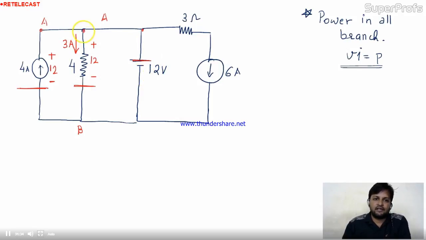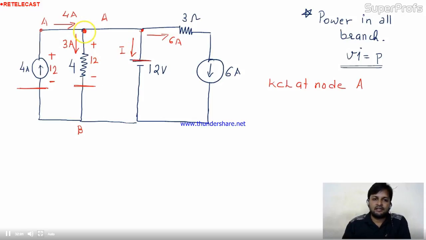See, at this node A, what is the KCL? See, KCL at node A. 4 ampere current is coming. Here 4 ampere current is coming. Is it? 6 ampere current is going in this branch. 6 ampere. This point is same as this point. Okay. I need current in this.